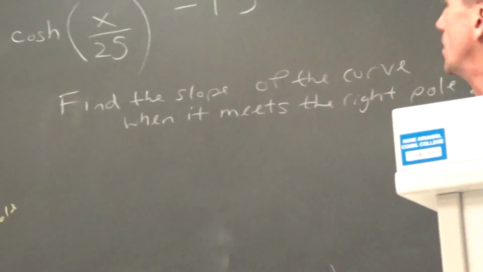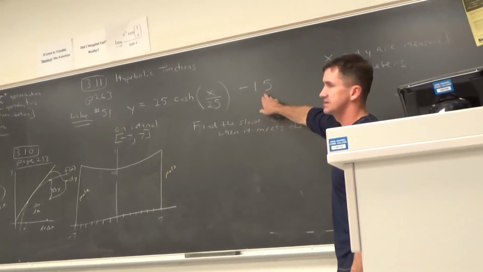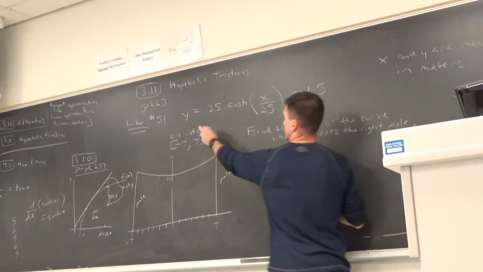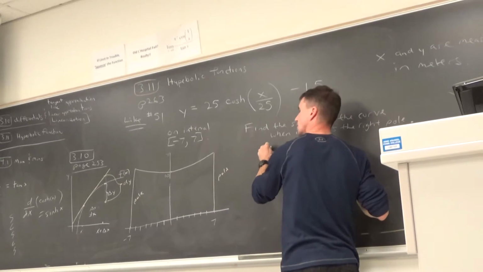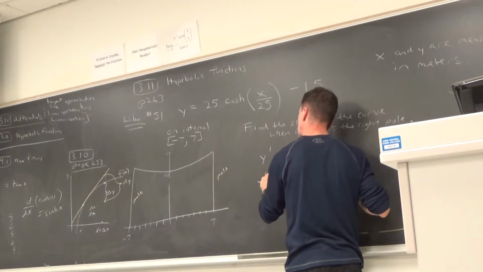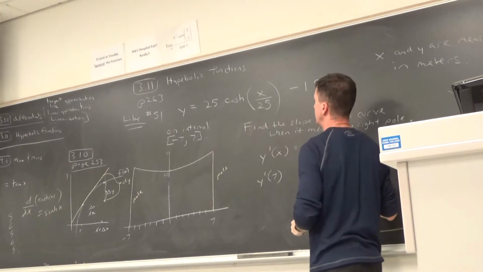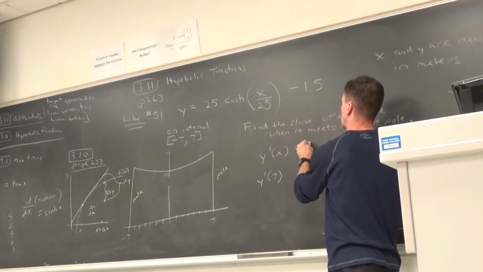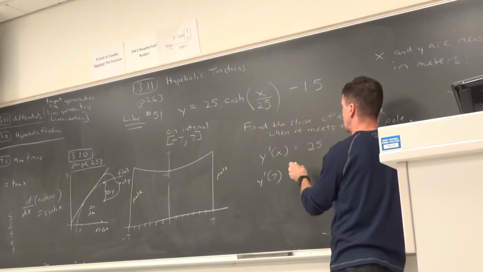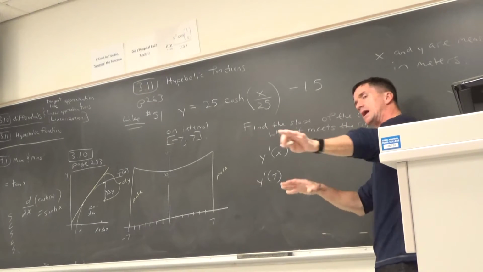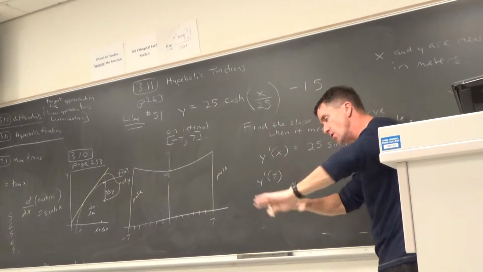All right, so we're going to do the derivative. What's the derivative of the constant? 0. So don't put that minus 15 in there. We're going to get y prime, and then substitute 7. What's y prime of x? We get 25 hyperbolic sine, the constant stays in front. Hyperbolic sine, no negative.